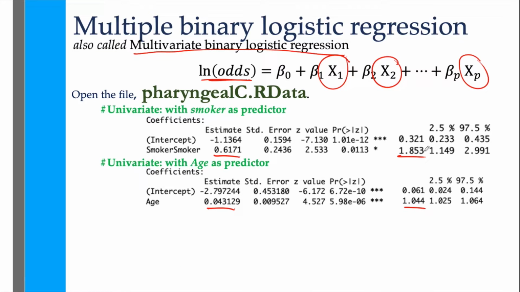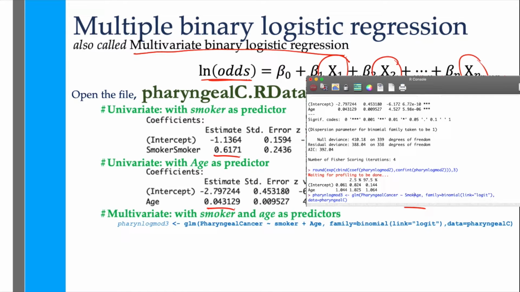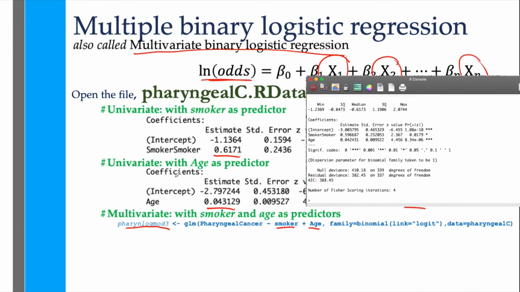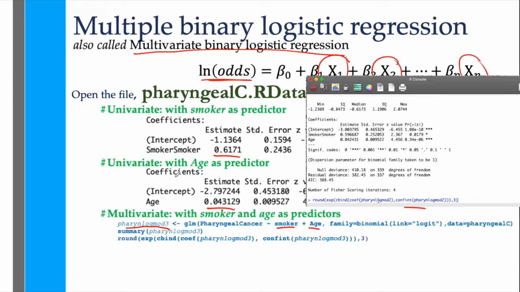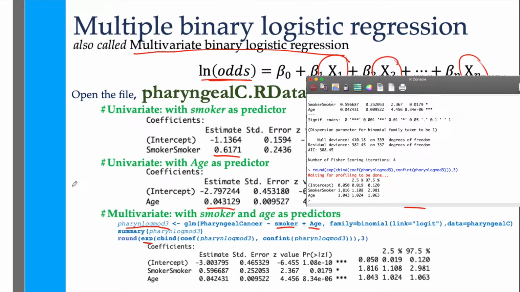Now this time, let's combine smoker and age in one model, meaning I'm going to make use now of age as x sub 1 and smoker as x sub 2. So in other words, in the model, all we have to do is smoker plus age, and let's name it pharynlog mod 3. Then likewise, let's use the summary function and eventually the exponential function for the odds ratio. So we're going to have this result.